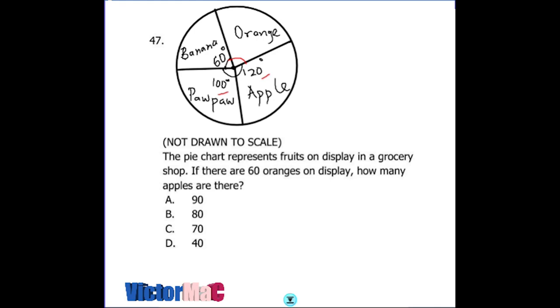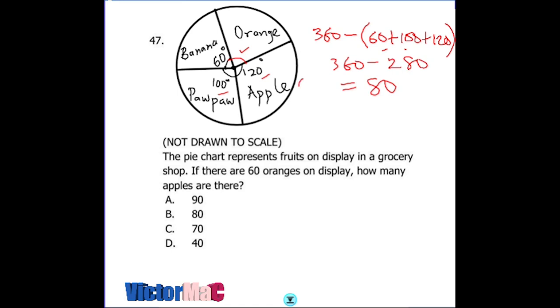First is to get the angle for the sector of orange. How do we do that? We subtract from 360 the sum of the angles of the remaining 3 sectors, which are 60, 100, and 120 degrees. When we add that, 60 plus 100 is 160, and then 160 plus 120 is 280, so that the angle for the sector of orange is 80 degrees.